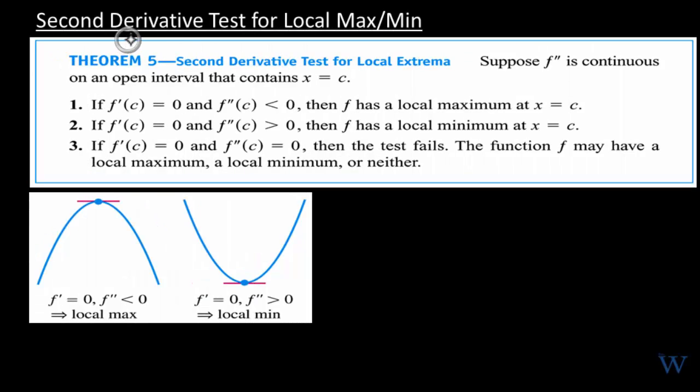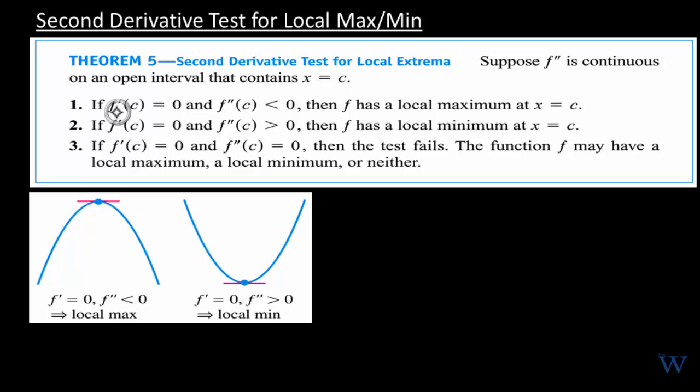Now, the second derivative test for local max or min, so local extreme values. Theorem 5. Second derivative test for local extreme values. Suppose f double prime is continuous on an open interval. Okay, we have an open interval containing x equal to c. So as you can see, we use x equal to c to mean a critical number.